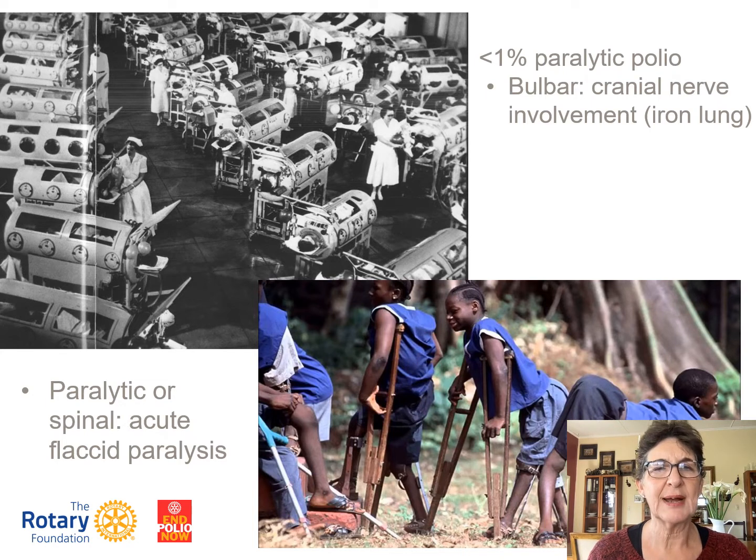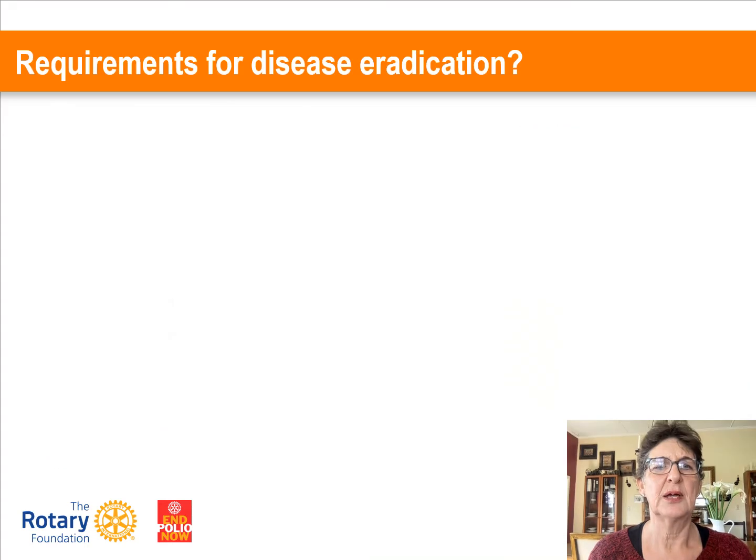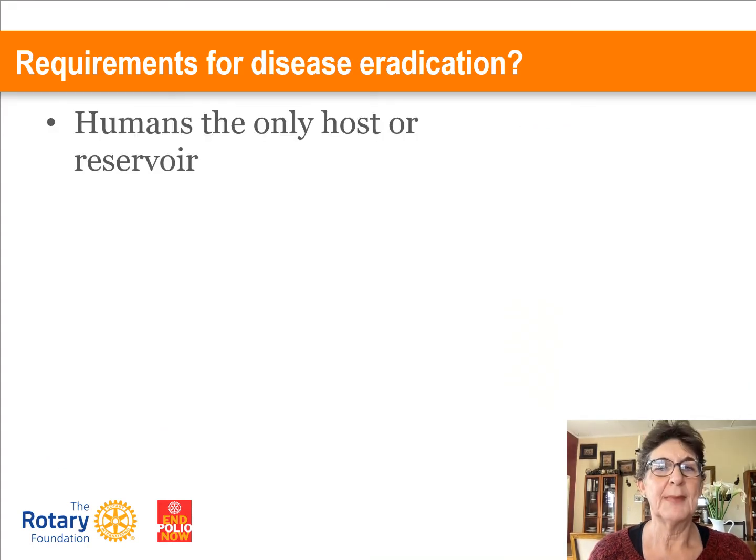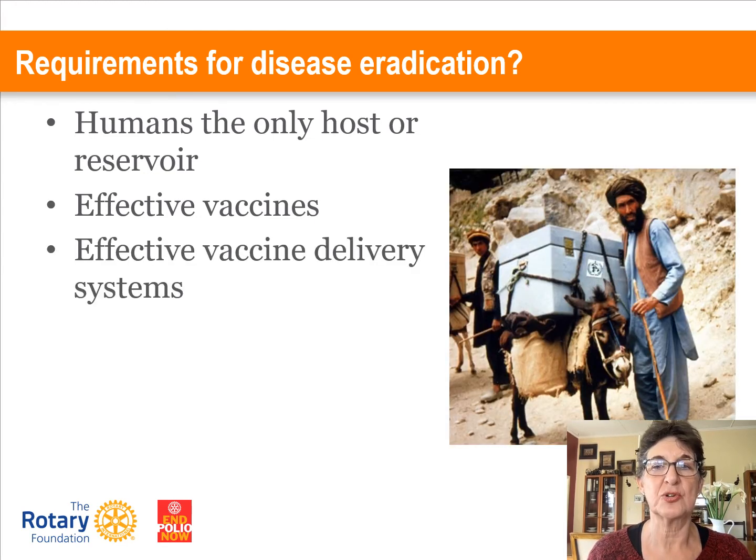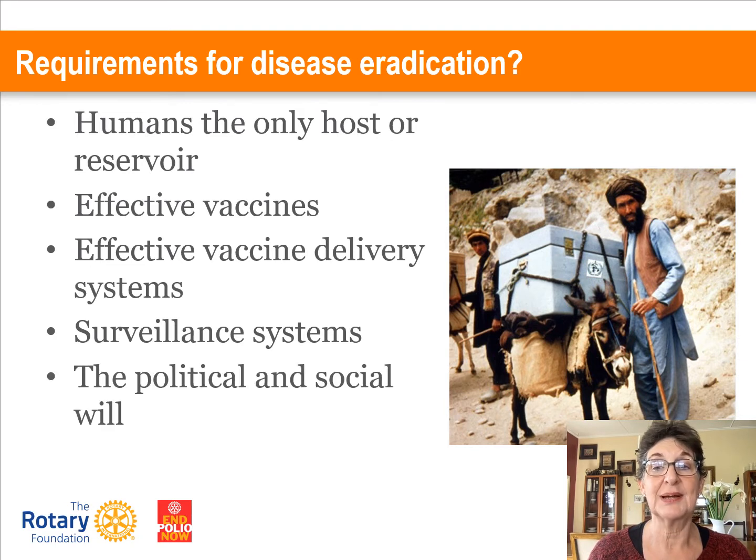So in order to eradicate a disease, what do we need? First of all, we must have a bug that only lives in humans. If it lives anywhere else, then we can't eradicate it. We require effective vaccines, and obviously we require the ability to distribute those vaccines. We need a good surveillance system to look for the bug and to monitor cases, and we need the political and social will.